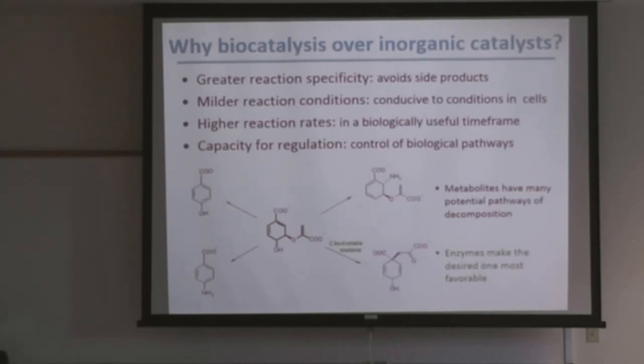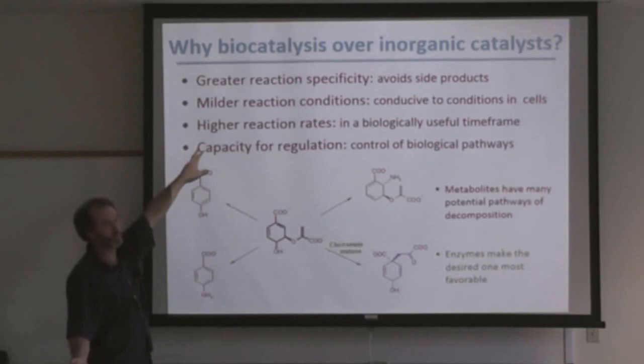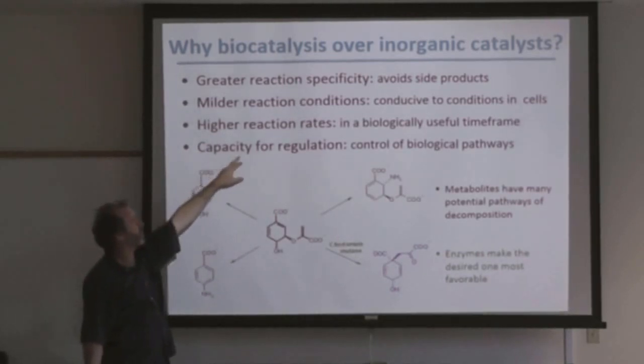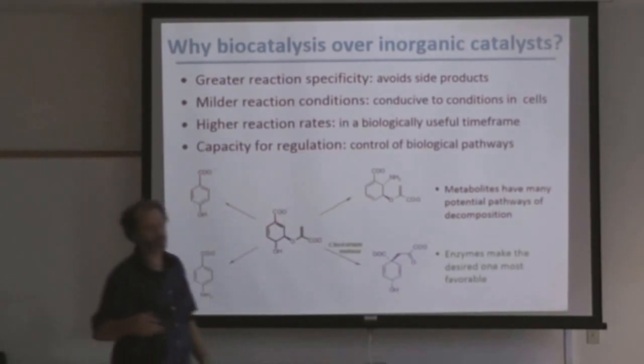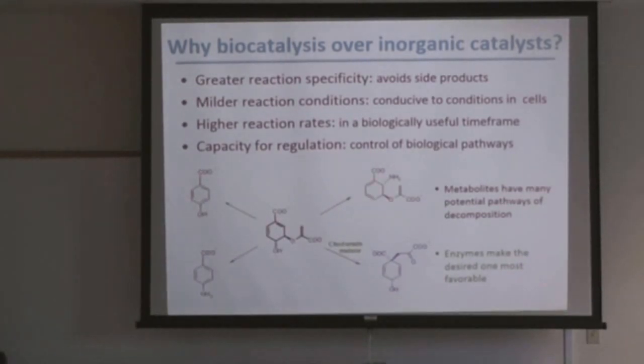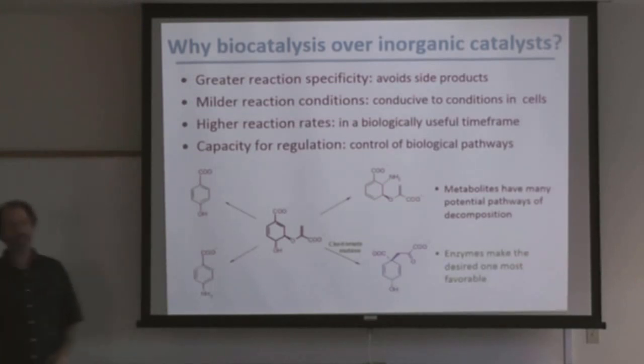But anyways, enzymes have high efficiencies of their reactions. So high reaction rates, so that's useful in a biological time frame also. And then enzymes also have the capability for regulation, so they can be controlled by covalent modifications or other allosteric modifications to alter which pathways are going to be producing substances and which ones won't, depending on the need of the cell at a particular time.